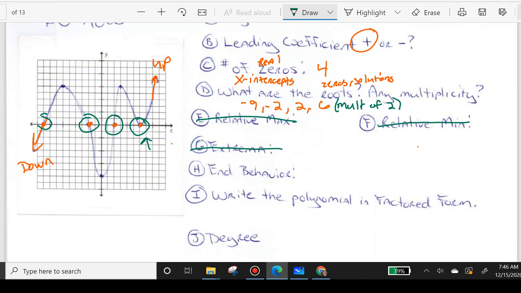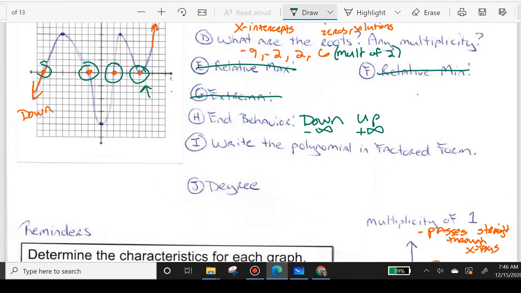The end behavior here is going to be down, up. And again, just be comfortable with knowing what that means in terms of infinity. And then the next thing here says to write the polynomial in factored form. So again, I'm just going to copy them down here so I won't have to draw an arrow so far up. So these are my zeros.